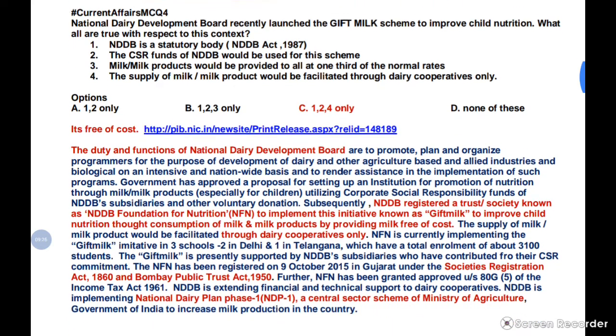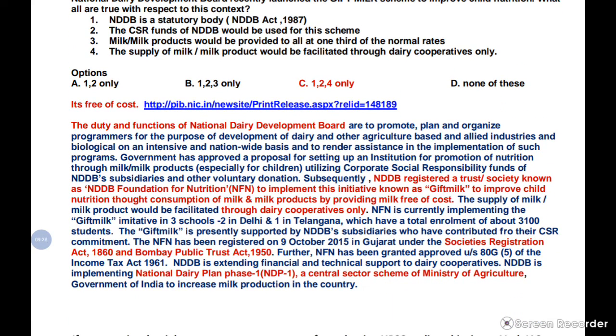For the detailing, you can pause and read, but the 4 statements will give you the whole idea. Whatever is highlighted in red is what explains those points, and then it is a central sector scheme of the Ministry of Agriculture. So that is a different thing. National Dairy, if you see the last 2 lines, National Dairy Plan Phase 1, that one is a central sector scheme of the Ministry of Agriculture. So this whole thing is explaining that body-related matter to you. Nothing else can be asked from this. So that is how we design the answer document.